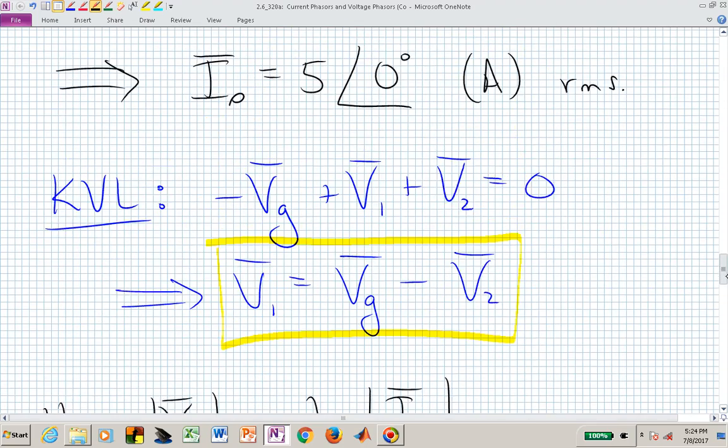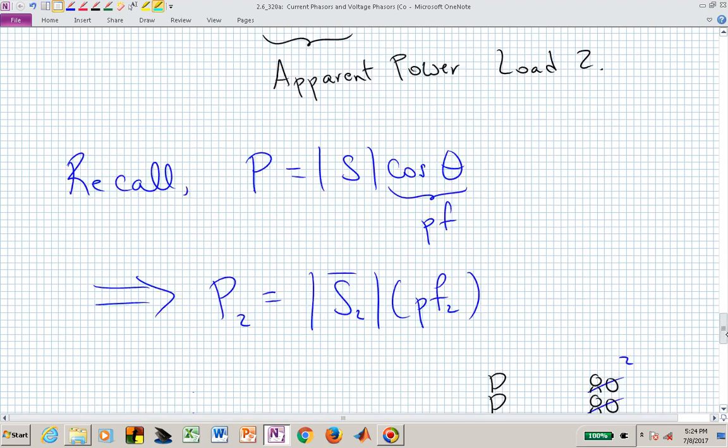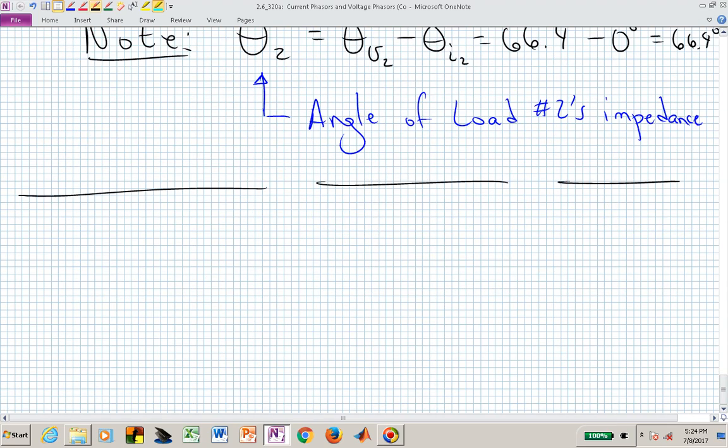Where are we? Well, we want to use this formula. V1 is equal to V sub G minus V sub 2. And now we actually have V sub 2. We now need to find the angle associated with our source. And then we're good to go. So now let's look at the source power.